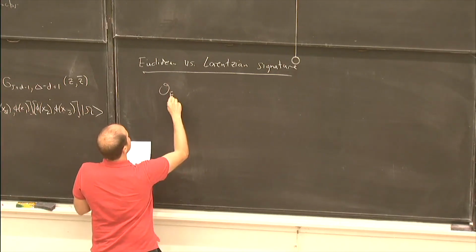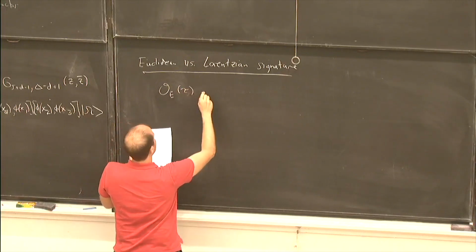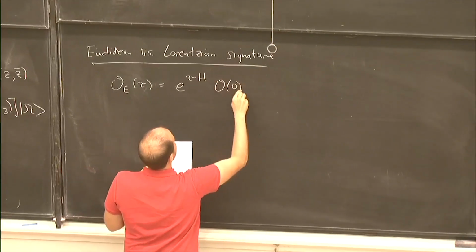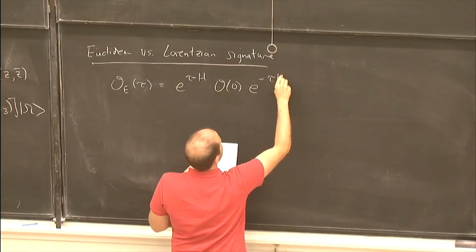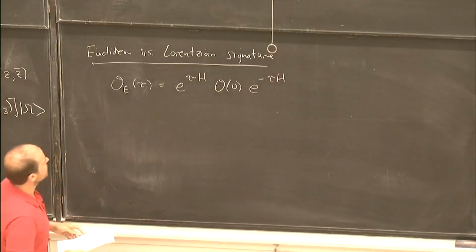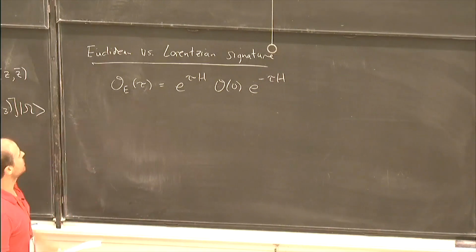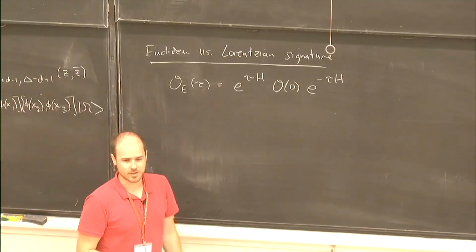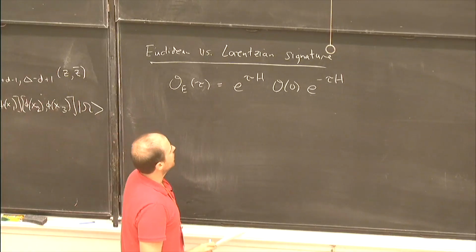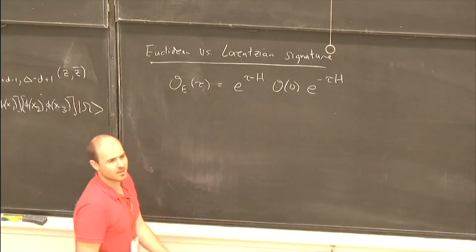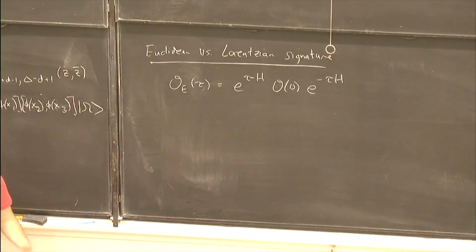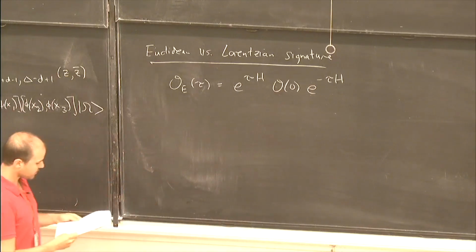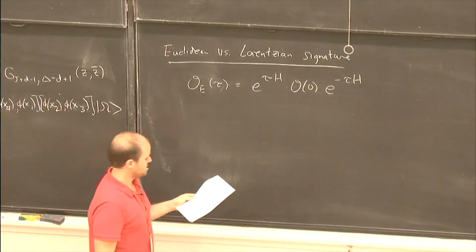Then the operators in Euclidean time are just given by e to the tau H, O of 0, e to the minus tau H. I'm going to use tau for Euclidean time, and I'm also going to put an E subscript on operators in Euclidean time just to try to disambiguate everything as much as possible. An operator at time 0 can be thought of as either in Euclidean time or Lorentzian time. They're equal to each other, so I'm not going to bother writing the subscript on operators at time 0. So here H is the Hamiltonian.